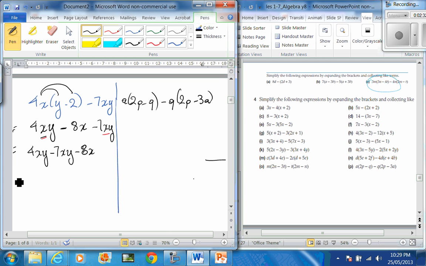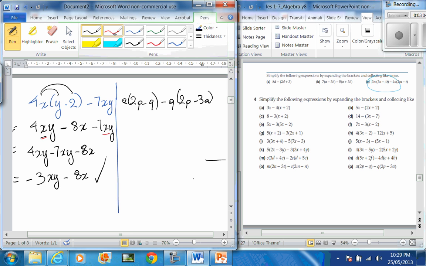So I write equals, I have 4, take away 7, forget the xy, it's like simplifying. But you have to remember to write it. Okay, so I'm doing the calculations with the numbers. 4 minus 7, keep the sign of the larger and subtract. Minus 3xy minus 8x. Done.